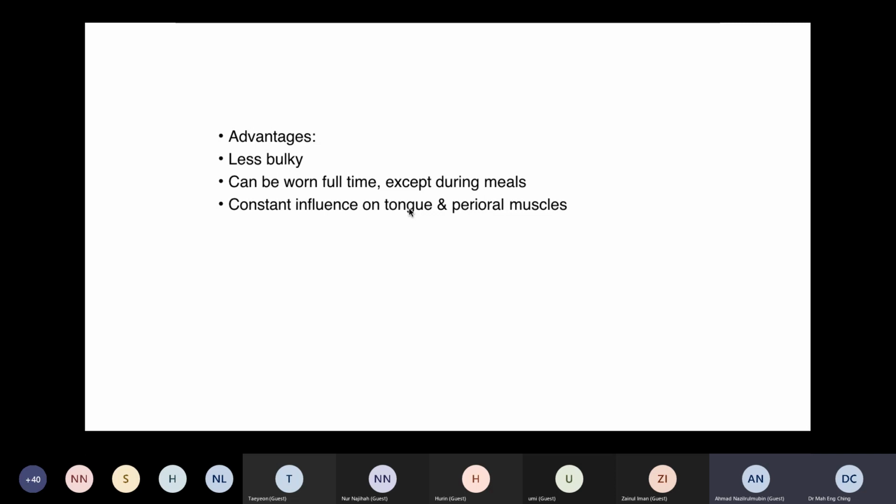So what are the advantages? Less bulky compared to the activator, which is very bulky. So the Bionator is a bit slimmer. It can be worn full time, compared to the activator, which can be worn at night time, except during meals. During mealtime is difficult. So far, I think only the twin block can be used during eating. Then, constant influence on the tongue and the perioral muscle.